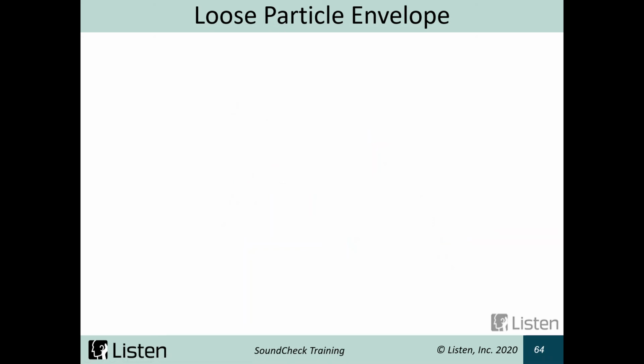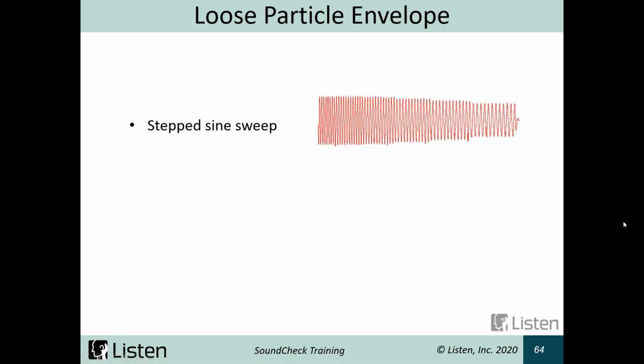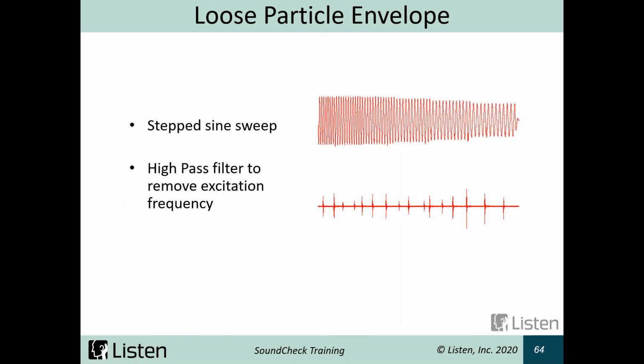So we've talked a little bit about the envelope itself. So what actually is the envelope? Let's say I have a recorded time waveform from a step sine sweep stimulus. I'm going to remove the excitation frequency, and once I have all of my excitation frequency removed, I get my envelope. So what we're really trying to get here, again, is the number of times the threshold gets exceeded.